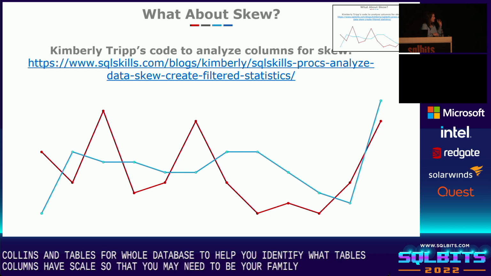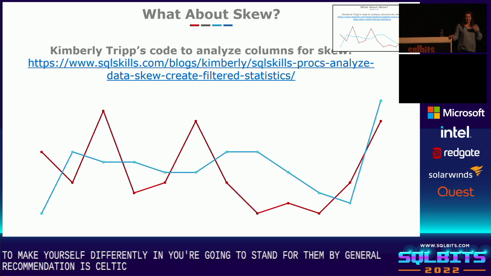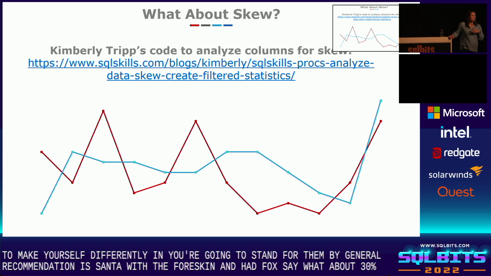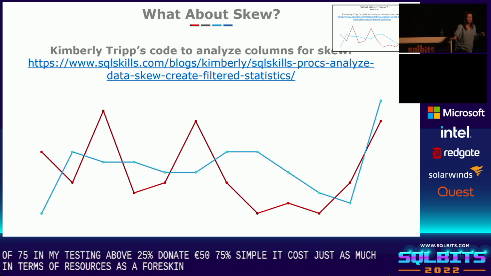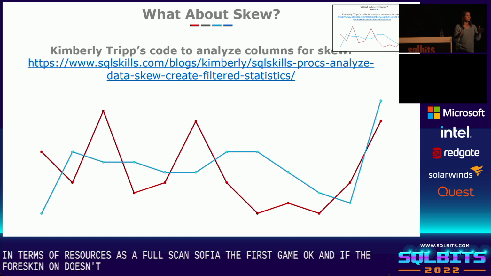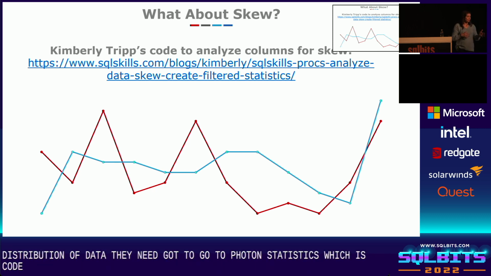All right? And if you do need to manage those differently and you're going to sample them, my general recommendation is sample with the full scan. I've had folks say, what about a 30% or 50% or 75%? In my testing, above 25%, like doing a 50 or 75% sample, it costs just as much in terms of resources as a full scan. So do the full scan, okay? And if the full scan doesn't give the optimizer enough information about your distribution of data, then you've got to go to filtered statistics, which is what her code can help you figure out and also create.